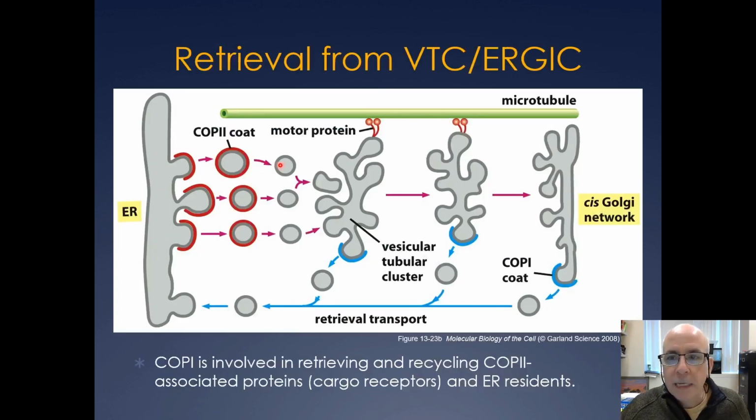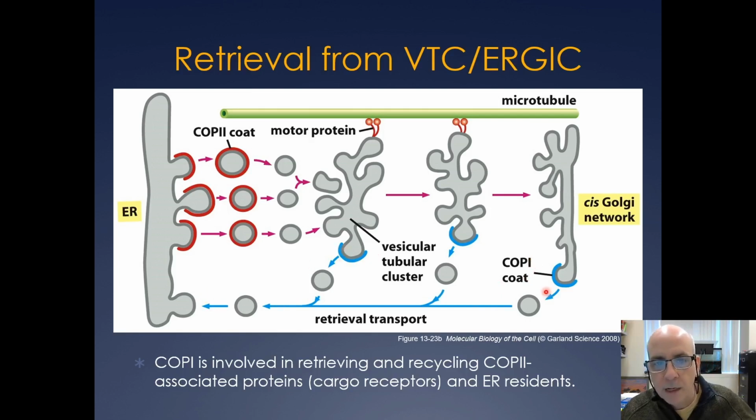So once again, there's actually retrieval, right? The trans-SNARE pair that has mediated the fusion event actually gets recycled. And so what you have is your endoplasmic reticulum, and the COPII proteins are forming the vesicles. Once the coat is shed, the COPII vesicles fuse to form the vesicular tubular cluster, and then things like the trans-SNAREs are actually recycled and retrieved back to the ER, and this is mediated by COPI vesicles.